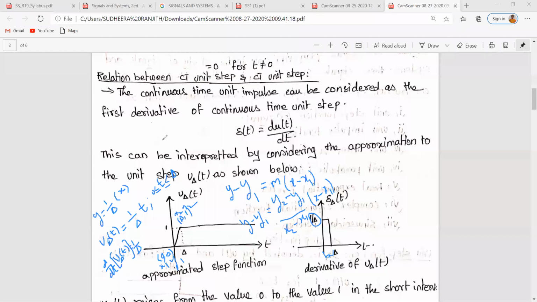Okay. So I'm saying that the continuous time unit impulse function can be considered as the first derivative of the continuous time unit step function. So for that, I'm trying to derive this expression: delta of t is equal to du of t by dt. For that, what we have considered is the approximated version of the unit step function, and I would like to take the derivative of this particular thing.